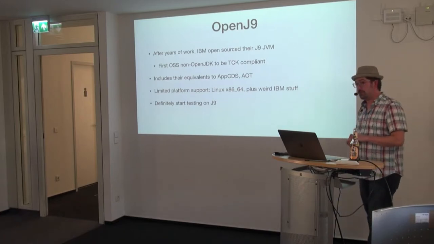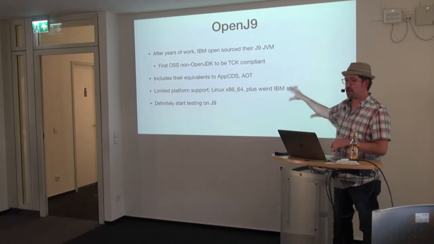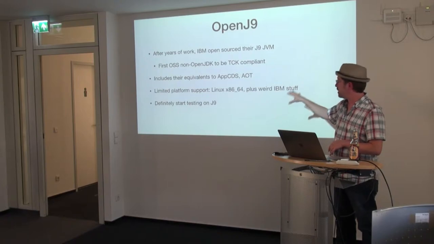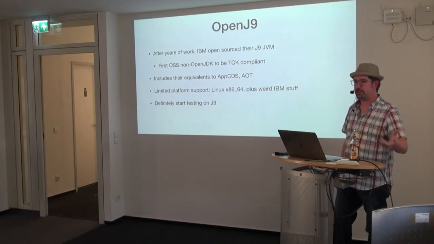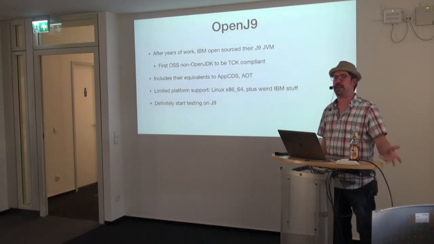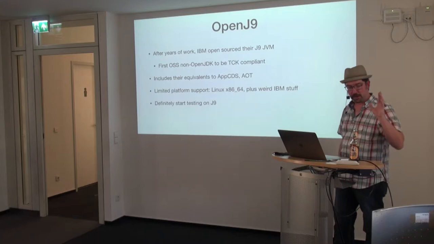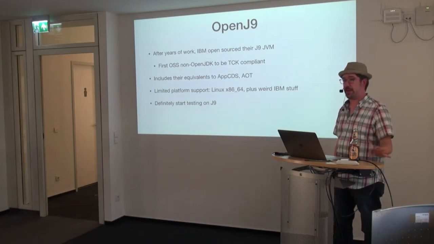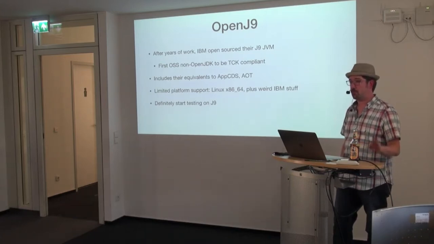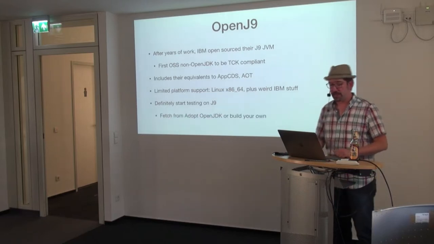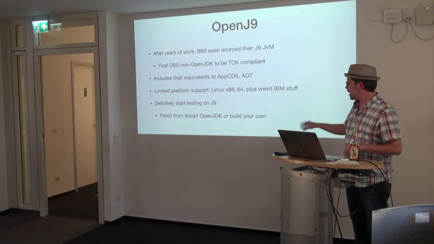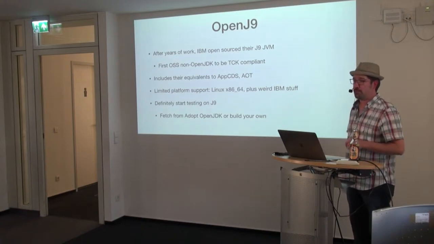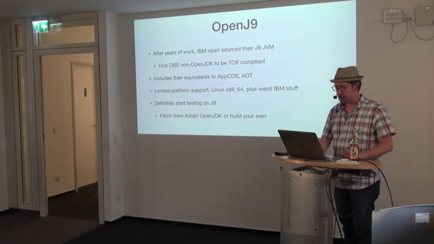If you're interested in performance, and especially some of the startup features that come along with J9, like AOT and AppCDS, their versions of those, you can start doing some benchmarking. Tell the J9 folks what isn't fast, what isn't working for you. They are literally standing by to hear from folks right now. They want to fix this stuff. And like I said, you can build it on your own, but it's probably easiest for now to go to Adopt OpenJDK, pull down the appropriate build, and give it a shot.